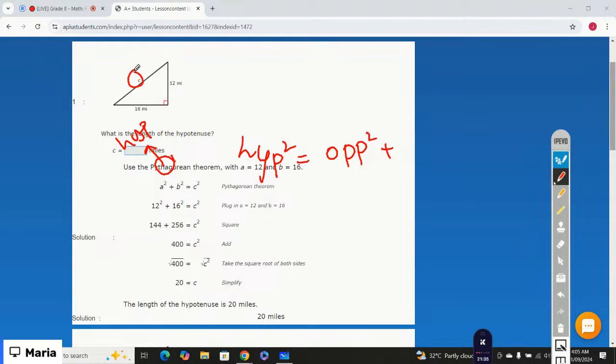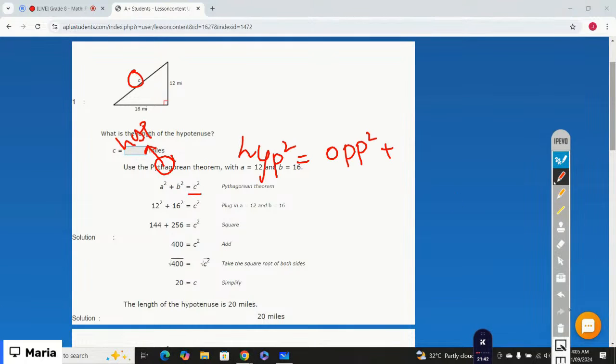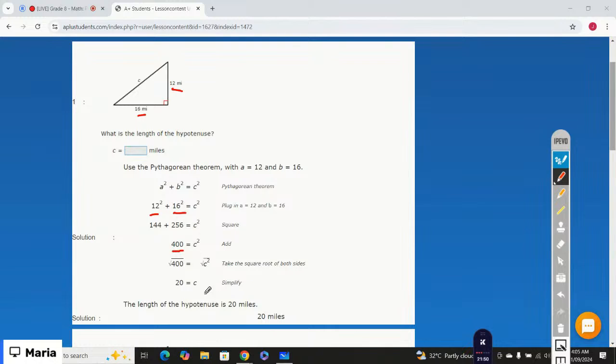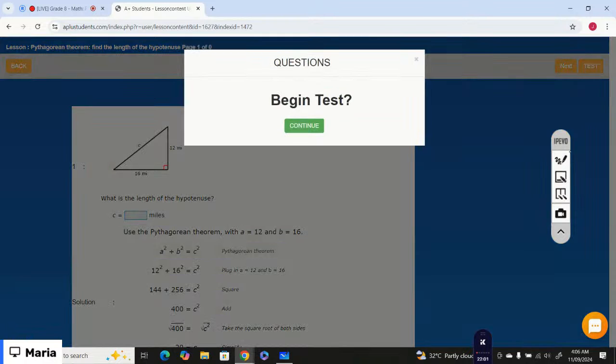Here, that is C. So you can write it as C square equals A square plus B square, right? A is 12, B is 16, so that is 12 square and 16 square. Their sum is 400, and when you take the square root, the value is 20. So you can see that is the longest side in the triangle. Got it? Okay, so let's start with the test questions.